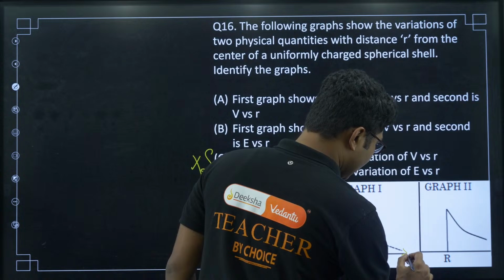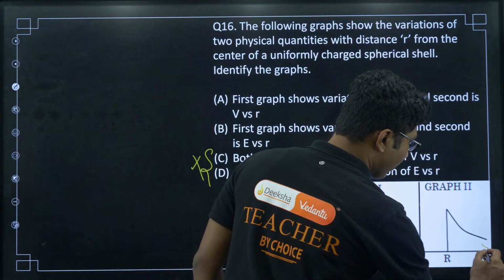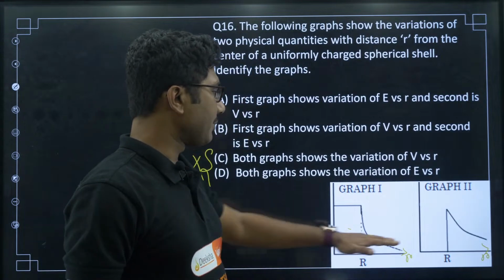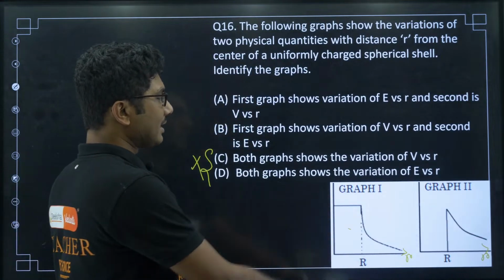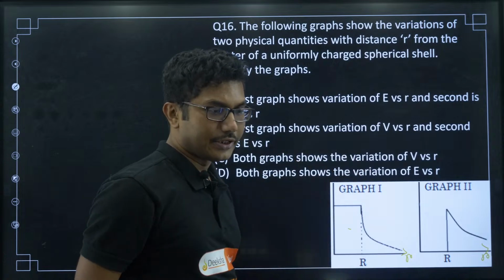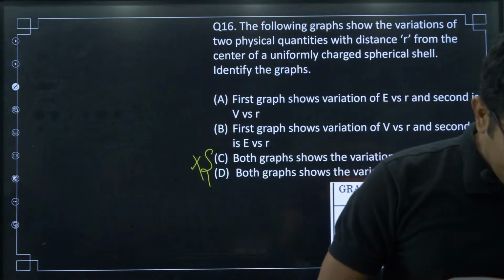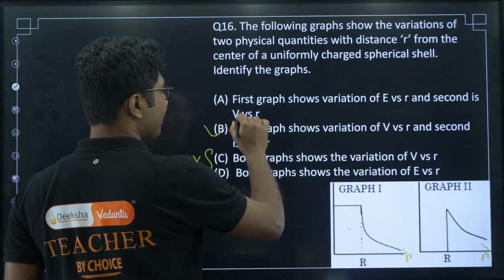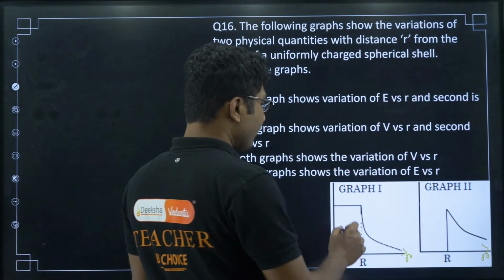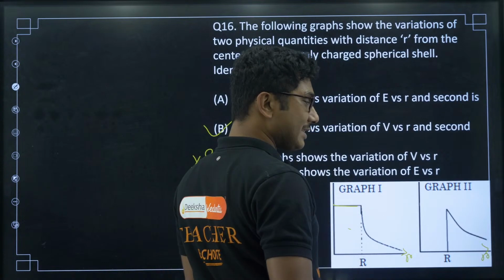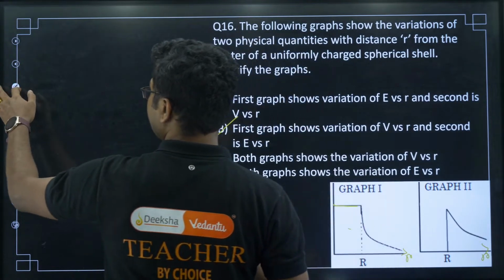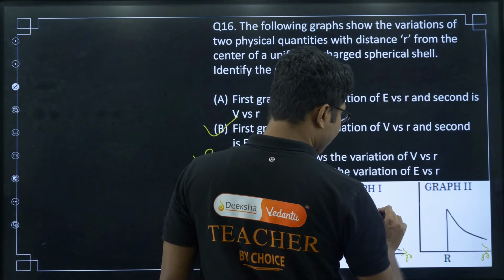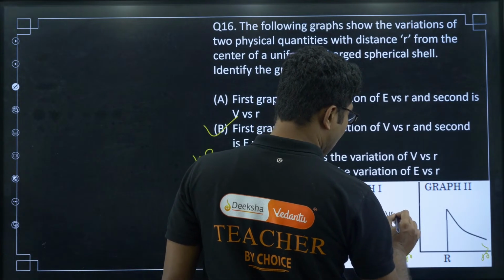In all the options, this is the r axis. Now, what is the y axis, that we have to determine. 16b is the answer. First graph shows the variation of V versus r. We know V is constant inside the spherical shell. Definitely, this is V versus r. This represents constant, so that is why it is V versus r.